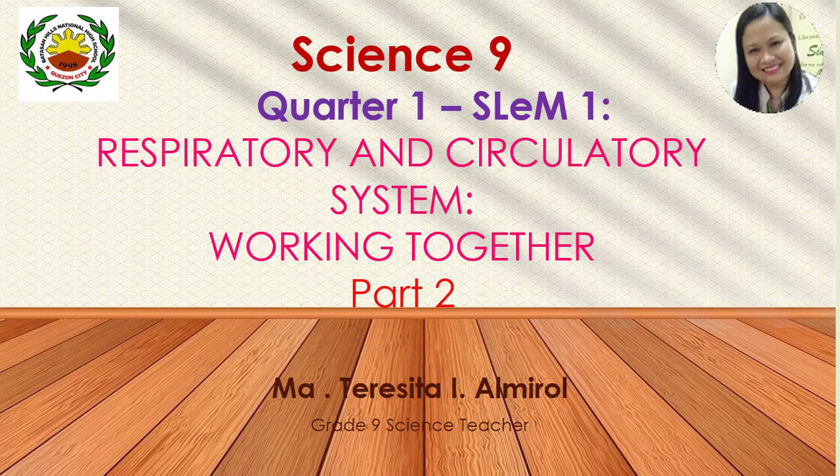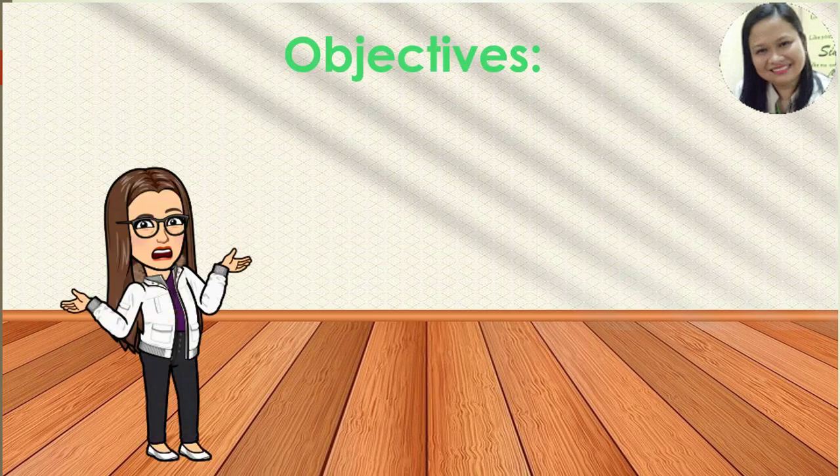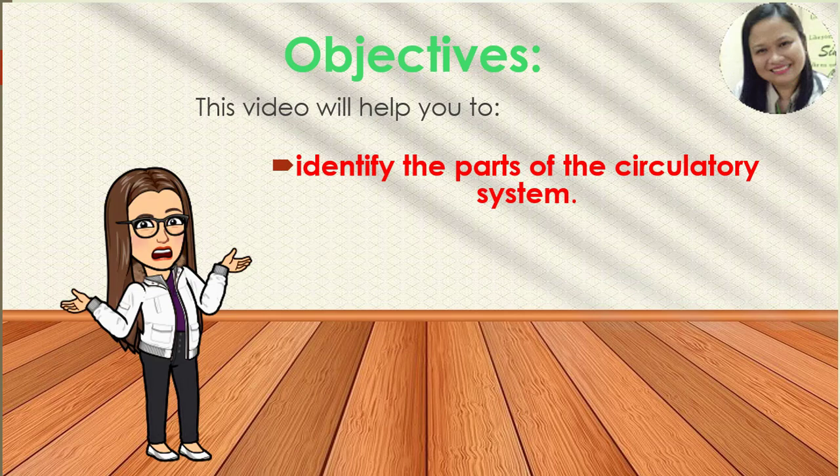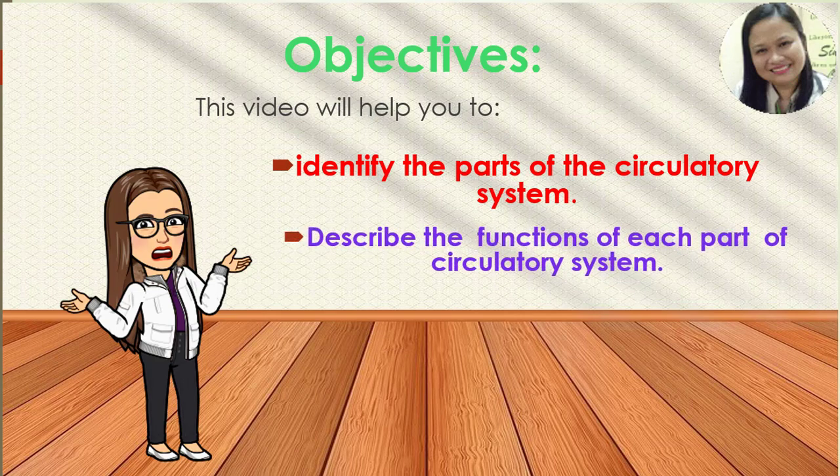On this lesson, we will be focusing on the second part of Quarter 1, SLEM 1, Respiratory and Circulatory System Working Together. What are the objectives? Identify the parts of circulatory system. Describe the function of each part of circulatory system.